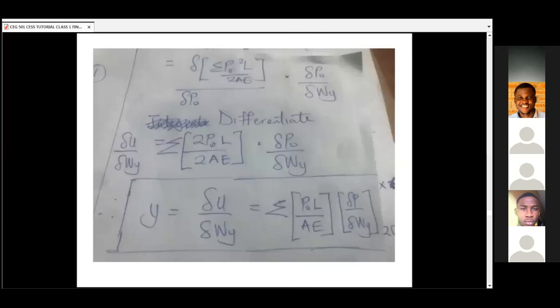Okay, so we'll derive this formula I put inside the box. So Δy equals what? dU over dWy, which will now be in relation to this. So this is now giving us what? In relation to what? The force, the length, the area, and Young's modulus. Okay, because in regular questions, they most likely will not give you the strain energy. They might just give you the force and the length. So this relationship is something that you will use to get your deflection at that particular point.